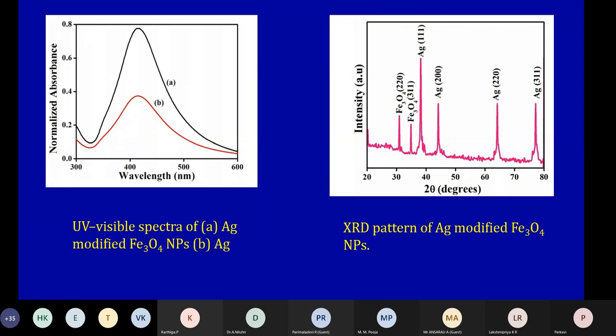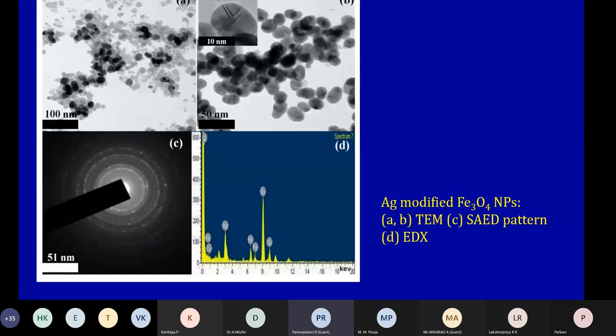Okay, so next is the TEM image of AgFe3O4 nanoparticle. So here there is a dark particle. This is normally due to the silver, and this less contrast particle is due to Fe3O4.